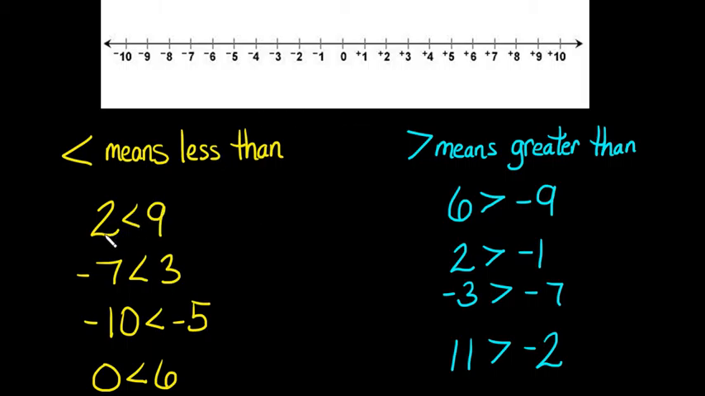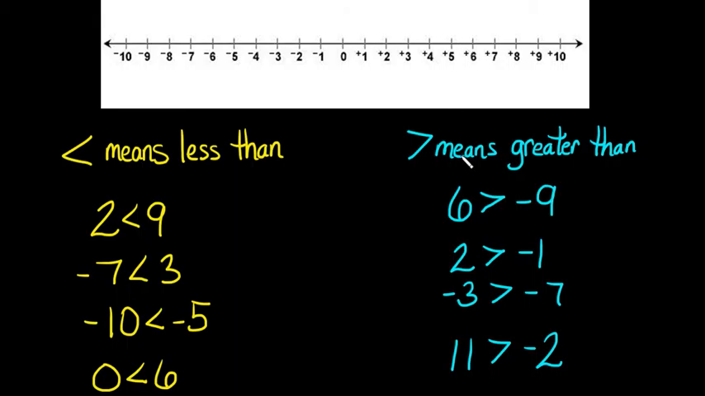2 is less than 9. That's because 2 is further left on the number line than 9 is. -7 is less than -3 because -7 is further left on the number line than -3. -10 is less than -5 because -10 is further to the left on the number line than -5. 0 is less than 6. 0 is further left on the number line than 6 is.